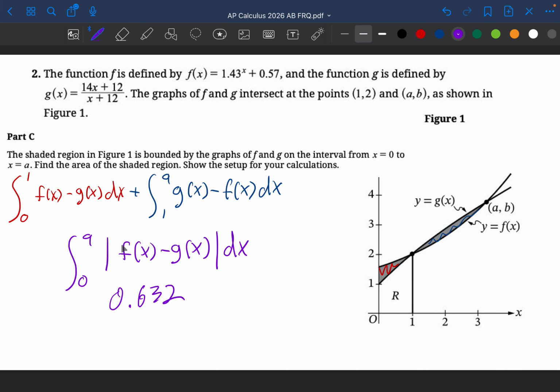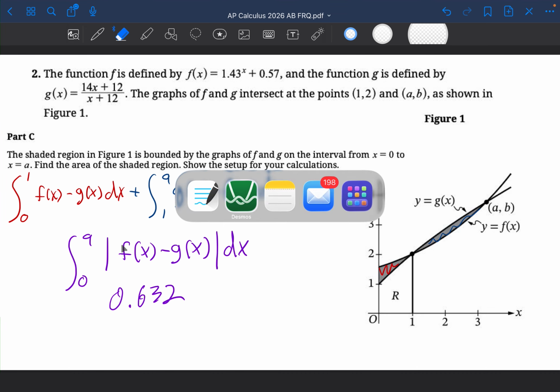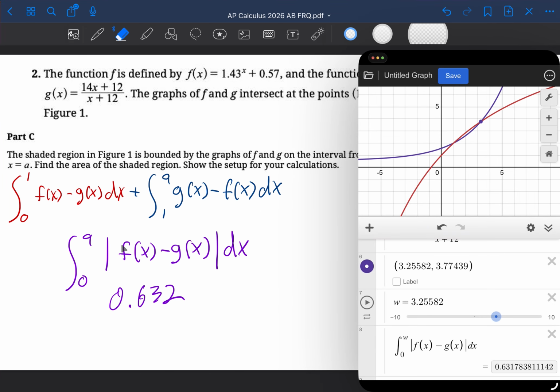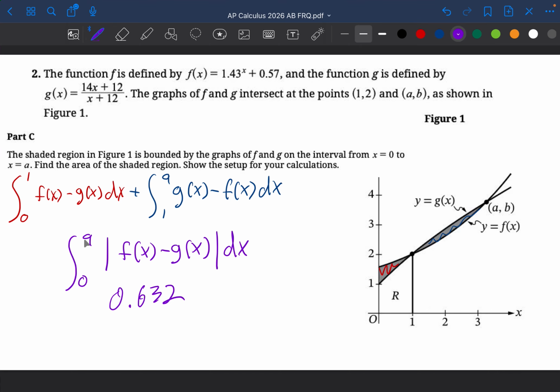Now we probably want to, when we write it down, write down what the value of a, what that top number is. 3.25582. So let's do that. Now, since it was defined as a, you probably could have gotten away with not having identified that, as long as you got the right answer. I doubt your grader is going to knock you off just for putting that.